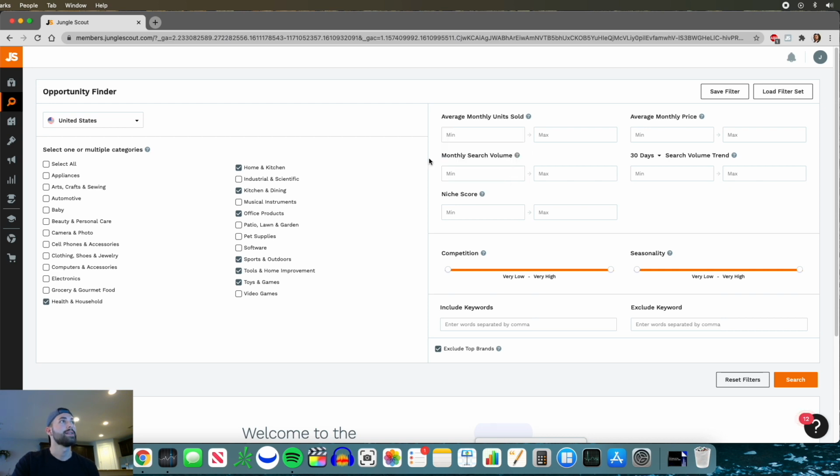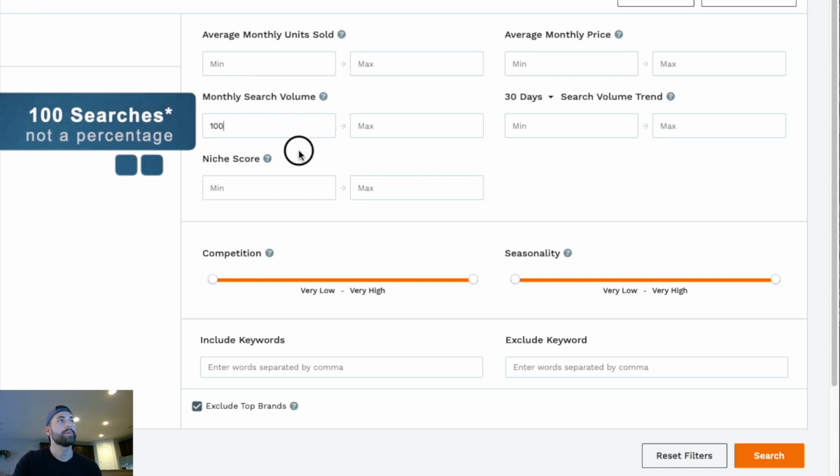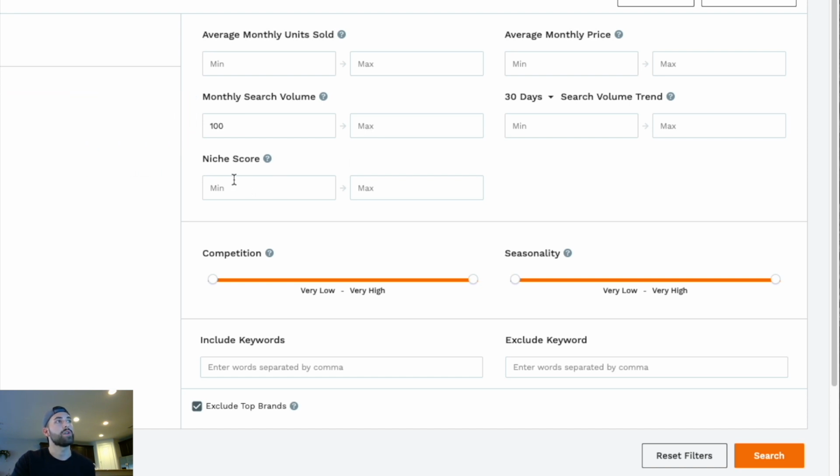that I have checked. Now, there are some other filters here on the upper right-hand corner, and I do recommend filling some of them out, especially once you start to see what products are profitable based on the trends that you're seeing. So I always skip the average monthly units sold here, and I'll go down to the bottom one, which is monthly search volume. Now, this is the number of times that this keyword has been searched in the last 30 days. So I at least like to put 100 for the minimum, and then the maximum I just leave as is.